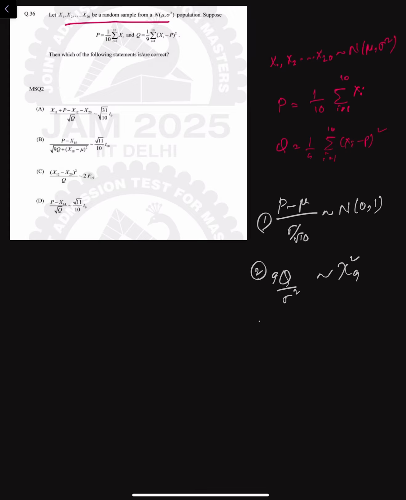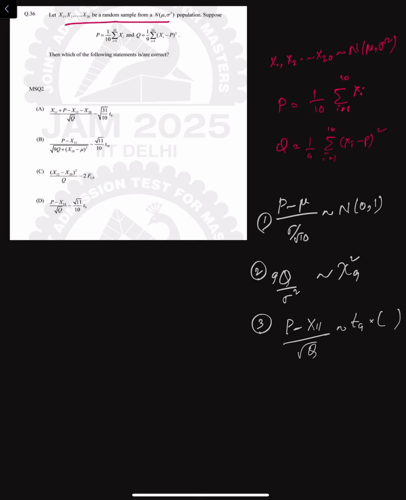And then for independent normal variables x and independent sample variance q, this (p minus x11) by square root of q follows t9 times some scaling factor. T distribution with 9 degrees of freedom times some scaling factor.